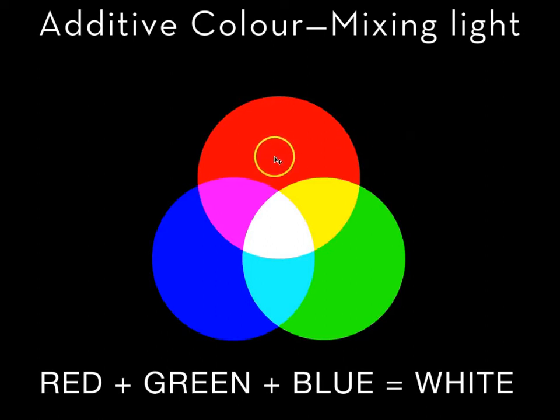Here, the red has a complementary color cyan. When you add those 2 together, you get white. When you add blue light and its complementary yellow light, you get white. When you add green light to its complementary magenta light, you get white.